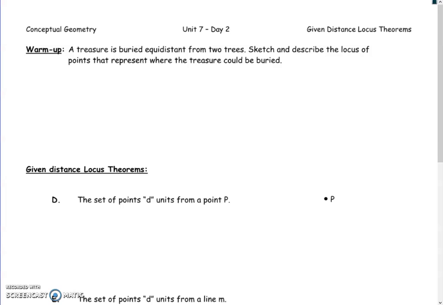Now, when it comes to locus, it's very helpful if you think of it as looking down from a hot air balloon or a drone or something like that. So looking down on the ground from up above. Two trees would actually represent 2 points. I'll label it T1 and T2. So if someone tells you there's a treasure buried, but it's equidistant from both of those trees, it could be anywhere on this path.